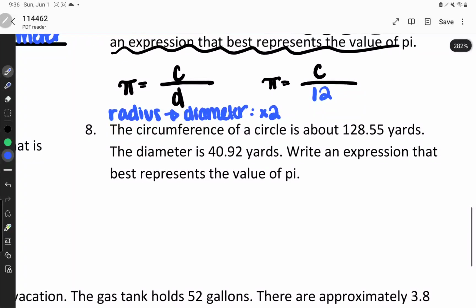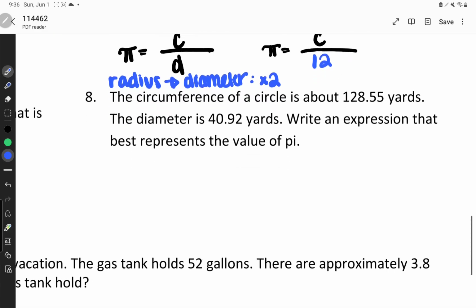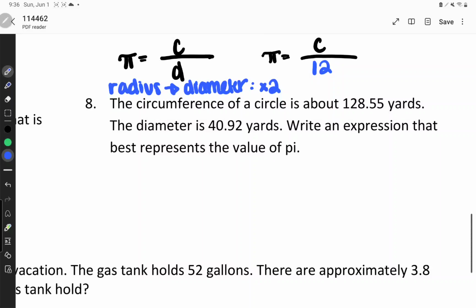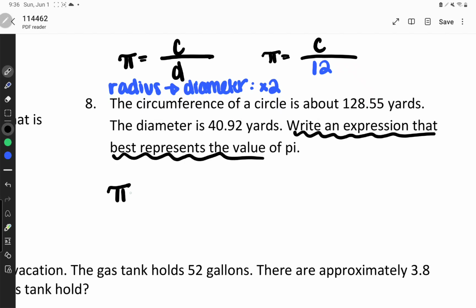The next one says the circumference of a circle is about 128.55 yards. The diameter is 40.92 yards. Write an expression that best represents the value of pi. Now in this situation, I know that if I see this funky sentence, it's reminding me of the definition of pi. And I know that pi is a ratio of what to what? Pi is a ratio of circumference to diameter.